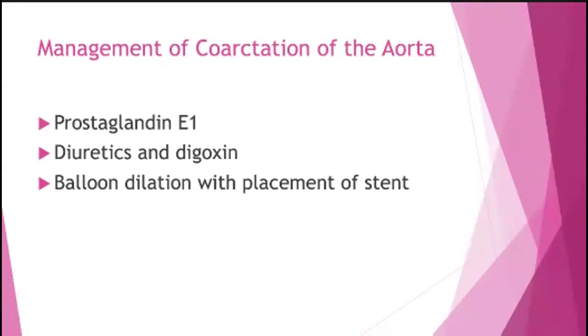Definitive repair, sometimes we can go in and do a balloon angioplasty in a cath lab, and it will help open up that narrowed area. Sometimes we have to put a stent in, or we have to do a surgical resection and reconnection. So we just cut out that narrow part and reconnect.